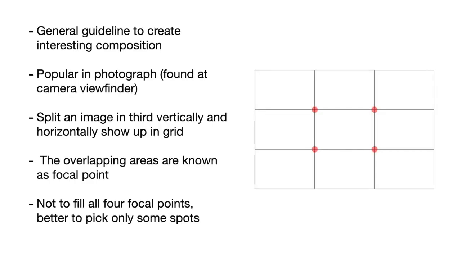Next will be the rule of thirds. The rule of thirds is a general guideline to create an interesting composition. It's popular in Photoshop. You can find this one in the camera viewfinder. For the proportion, it splits an image in thirds vertically and horizontally, shown in grid form. The overlapping areas are known as the focal points. Keep in mind that you don't need to fill all 4 focal points. It's better to pick just some spots to fill.